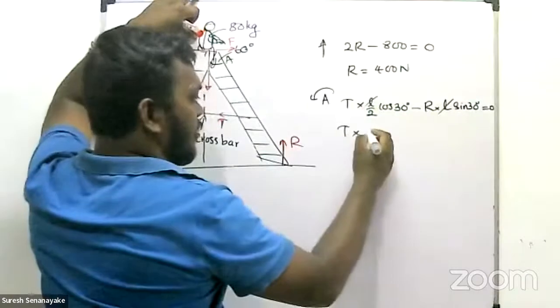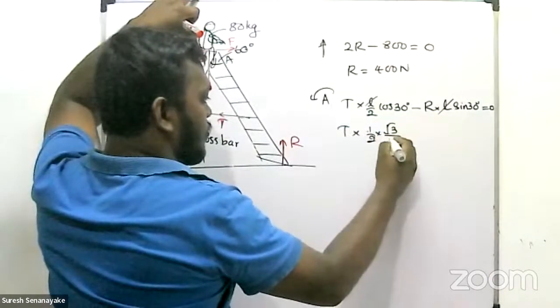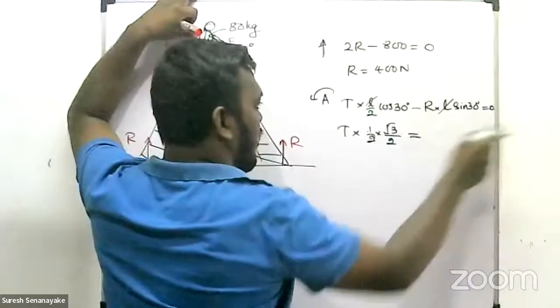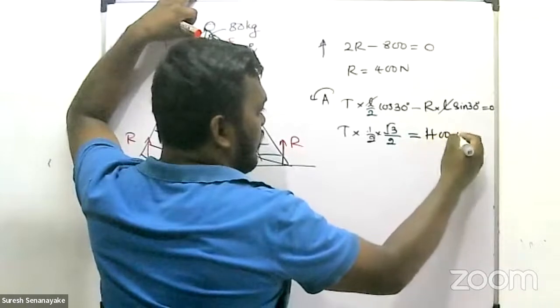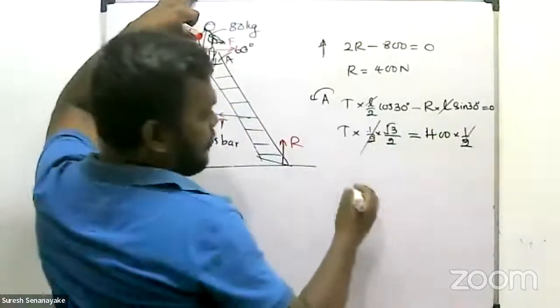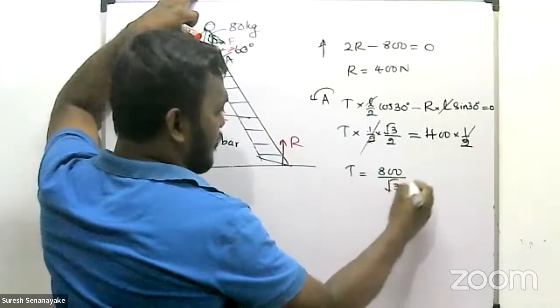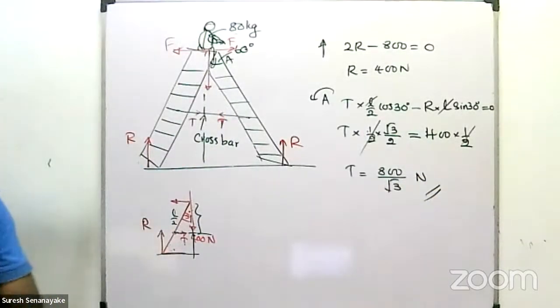L cancels. Half cos 30 is root 3 over 2, minus, on the other side, R is 400, sin 30 is half again, half cancels. T equals then 800 over root 3. That is the tension of the crossbar.